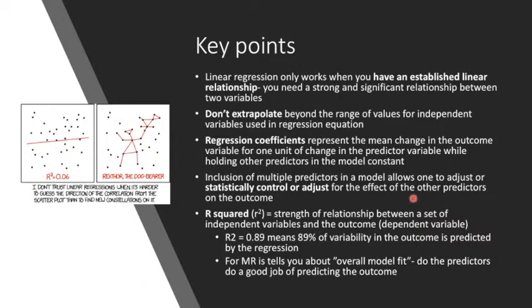So the key is there's got to be a linear relationship. You don't want to extrapolate beyond that range of values. The regression coefficients represent the mean change in the outcome variable for every 1 unit change in the predictor. Inclusion of multiple predictors allows you to adjust or statistically control for the effect of the other predictors on the outcome. And you can also look at model fit with the R squared. So say, for example, if you have an R squared of 89%, that's pretty darn good. That's very good model fit for predicting that particular outcome.